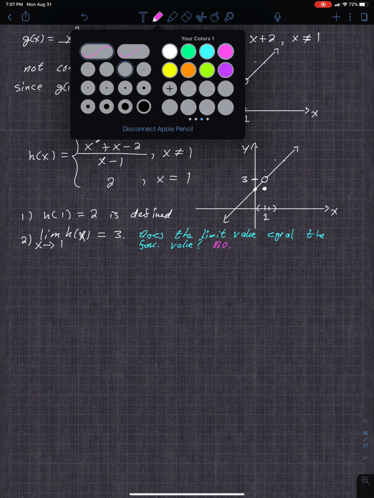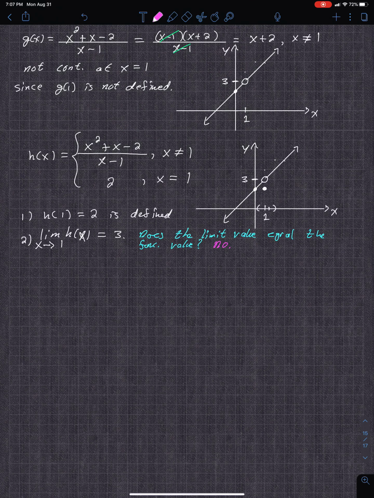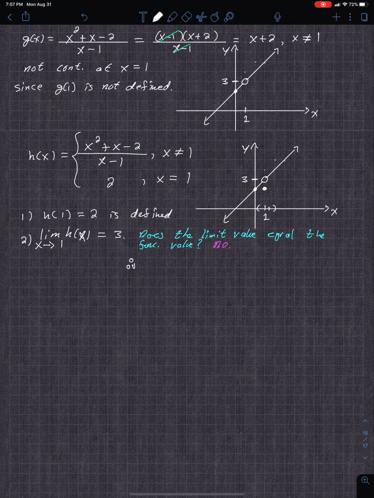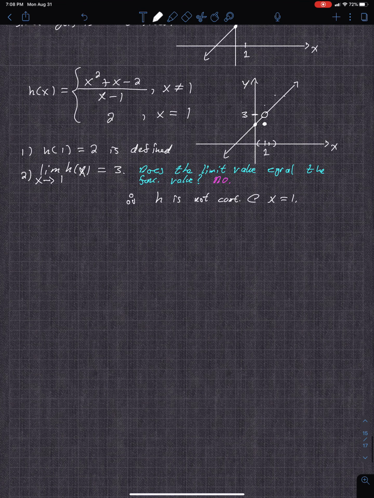Okay, so therefore, I meant to change that color. So therefore, h is not continuous at 1, at x equals 1. Okay, and we'll do one more. It's basically discontinuous. So if I have, and I want to talk about this function right now, throw it out there because we'll be talking about it later.